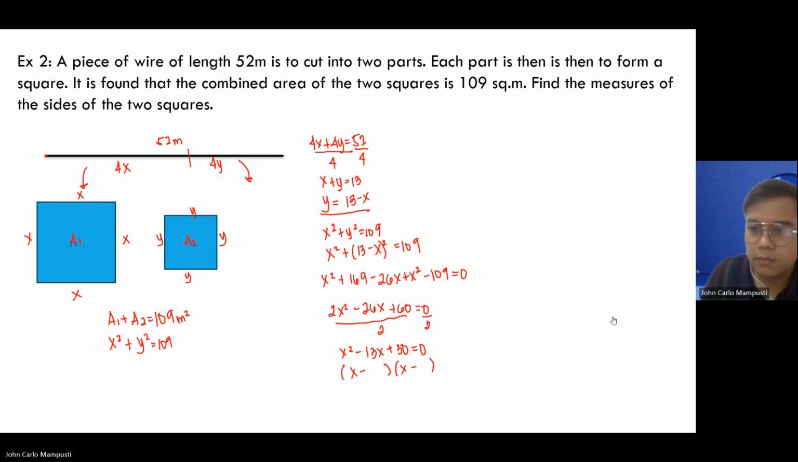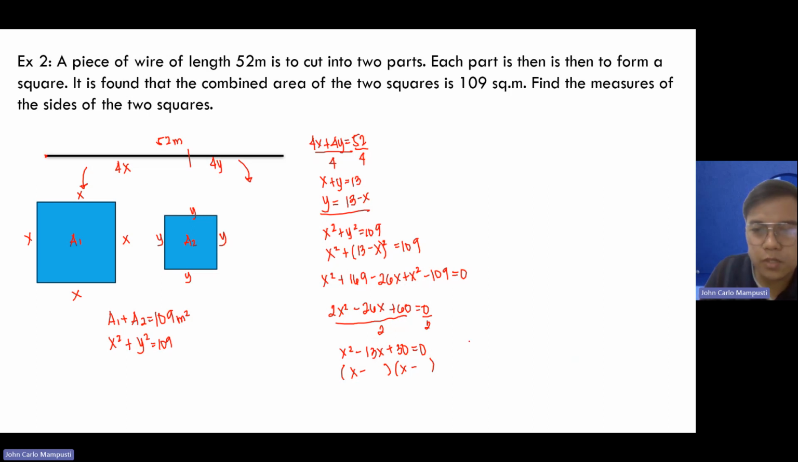Wait lang. Sorry, this should be, okay, tama tayo, negative ito. So dito, pwede yung 15 times 2. Pero as you can see, since negative yan, hindi pwede. Why? Kasi negative 15 minus 2 is 17. So, negative 13 yun kaya hindi pwede.